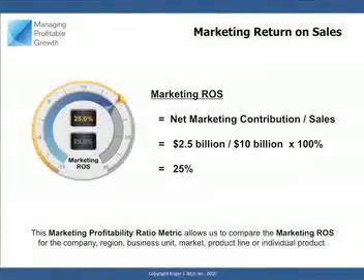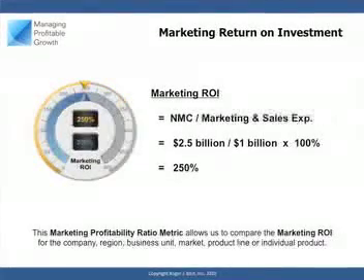Marketing ROS, our second marketing profitability metric, is simply the net marketing contribution as a percent of sales. This allows us to control for large variances in sales and to compare the marketing profits of a company with business units, regions, markets, or product lines, and even individual products. Marketing ROI, our third marketing profitability metric, is simply the net marketing contribution divided by the investment in marketing and sales expenses utilized to produce that level of marketing profit. Like marketing ROS, we can compare a company or business to any region, market, or product in terms of marketing ROI.